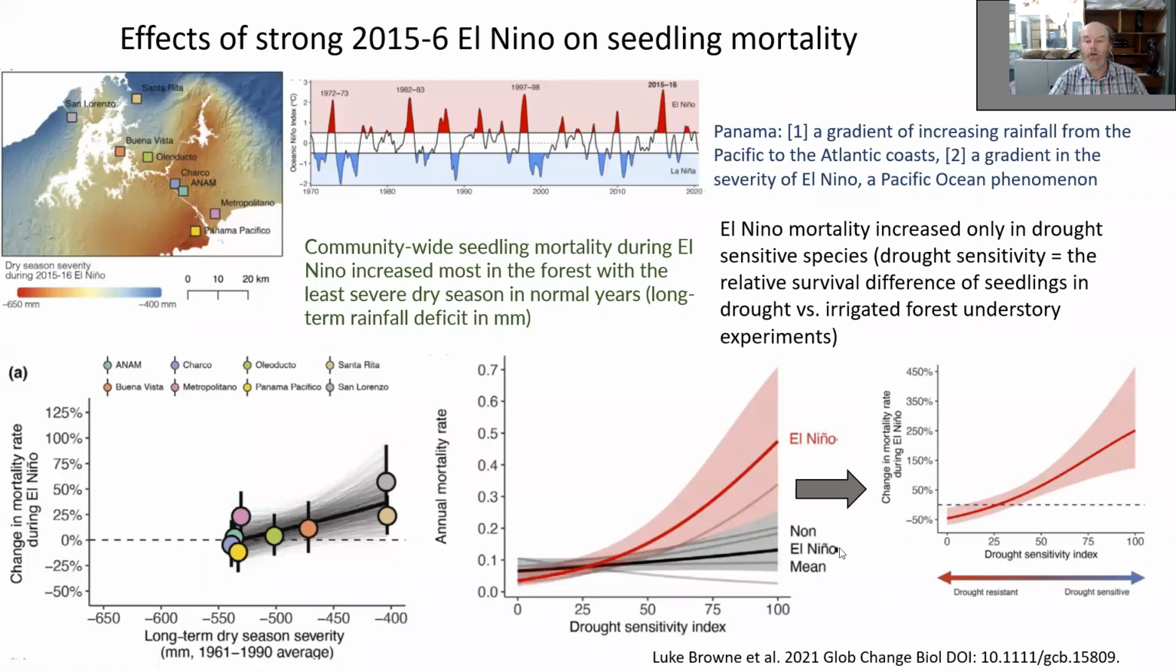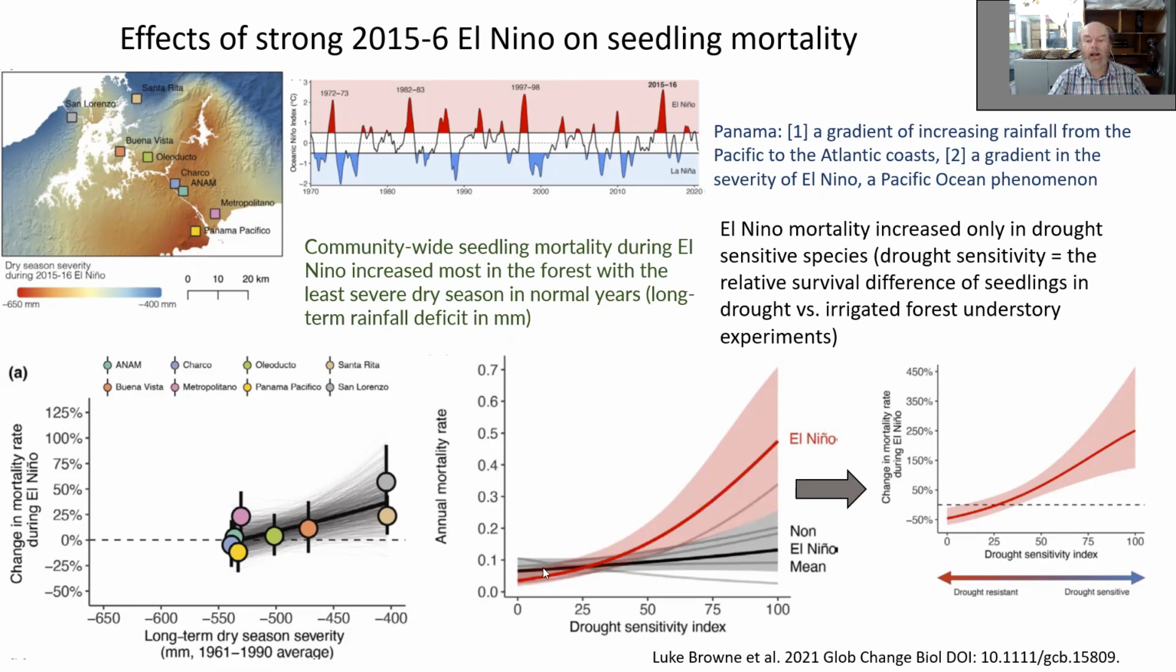But then they were also looking at individual tree species and how they were behaving, and every tree species was characterized by drought sensitivity, and that was measured experimentally. They were looking at survival difference between seedlings in dry conditions versus irrigated conditions. So they experimentally, independently from weather, defined drought sensitivity, and then looked at how the annual mortality rate of species changed with El Nino against other years.